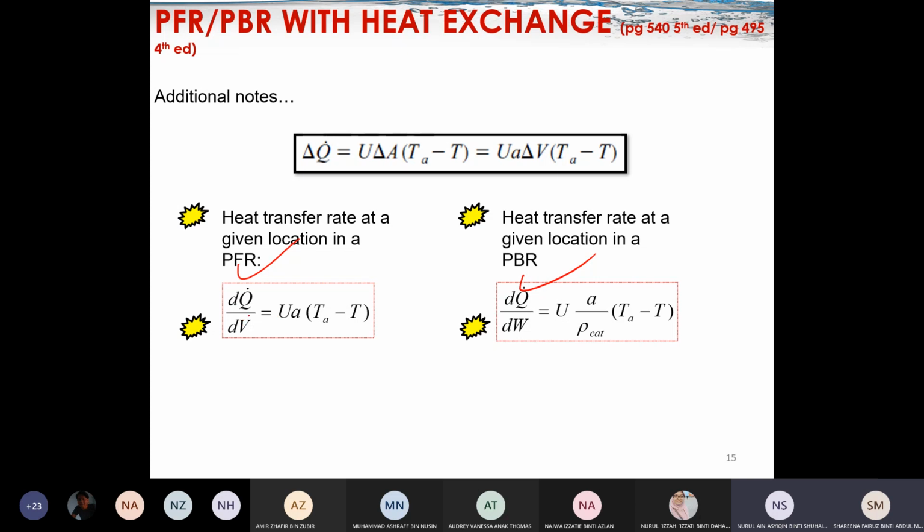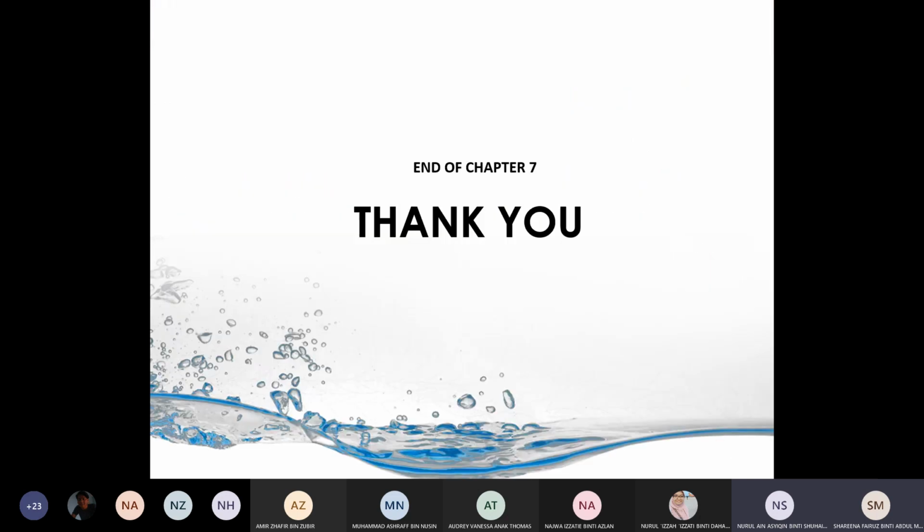It's just that dia ada CSTR Q is equal to UA(Ta minus T). Yang ni dia ada over V, sebab dia ada difference of volume. Okay, alright. So dekat sini pula dia ada bulk density, right? Whereby the bulk density is not equals to density of catalyst. Okay, so inilah. Alright. So saya rasa saya stop dekat situ sahaja sebab you ada kelas kan after this.